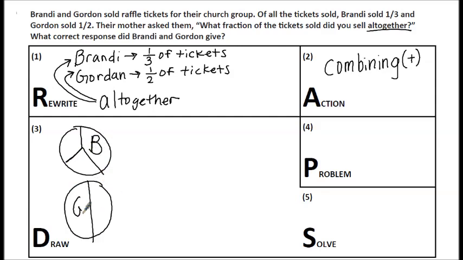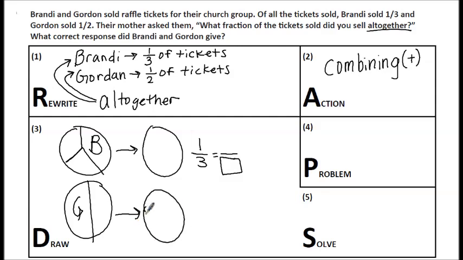Now, a lot of times, if you're having trouble with fraction operations, drawing a picture would be very helpful. So I know that Brandy sold 1/3 of the tickets, and Gordon sold 1/2 of the tickets. And I want to put those two amounts together. But those size pieces are kind of difficult to use. So I'm going to take the amount that Brandy had, which was 1/3, and find a common denominator that will be easy to split those up into smaller pieces, and I can split Gordon's amount into the same number of pieces so they're all the same size.